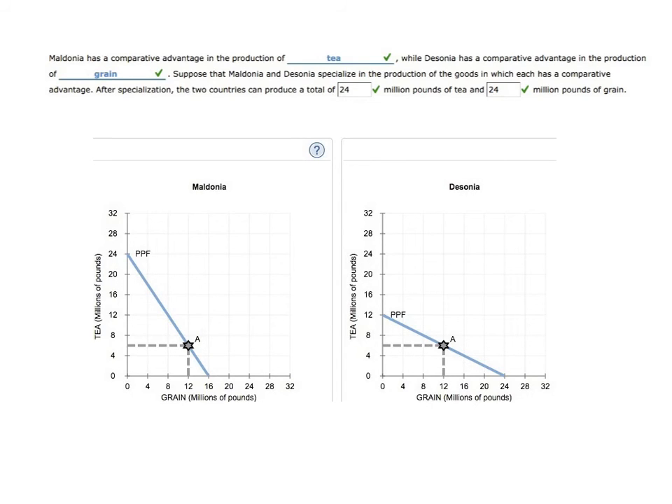The last piece of this question: after specialization, the two countries can produce a total of 24 million pounds of tea. That's because Maldonia is focusing on tea. Or they can produce 24 million pounds of grain because Dazonia is producing only grain. Prior to this, they had that much grain because they had 12 plus 12, but they didn't have that much tea.